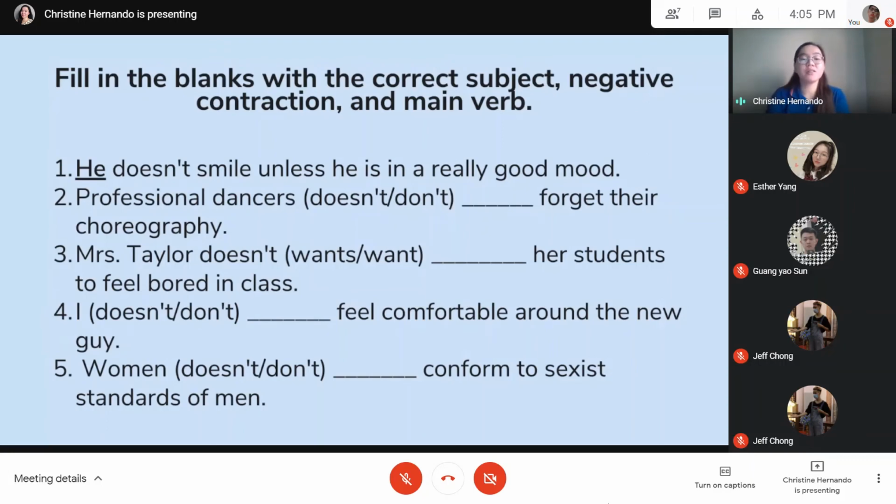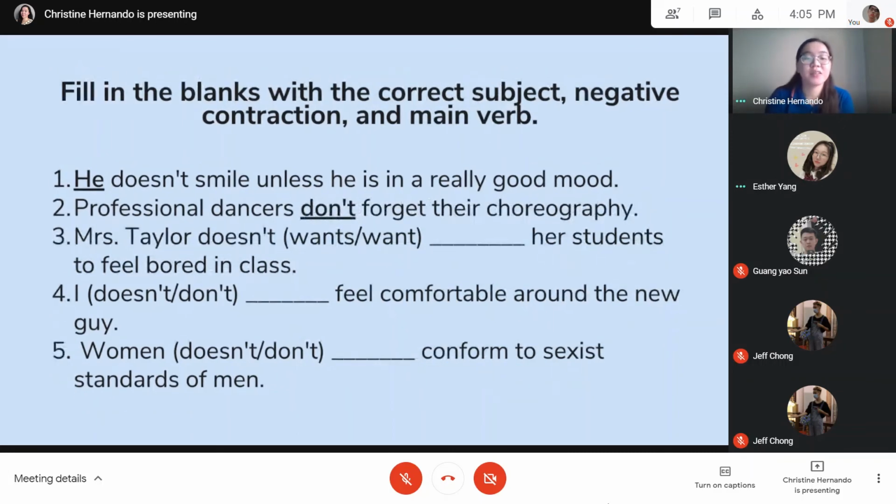Professional dancers blank forget their choreography. We have here the auxiliary verbs doesn't and don't. What should we use to make the sentence correct? Yes, Esther. Yes, ma'am, I think don't. You're correct. So don't is the correct answer. To make the sentence complete, we added the word don't because it pertains to the plural subject dancers. So we now have the sentence: professional dancers don't forget their choreography.